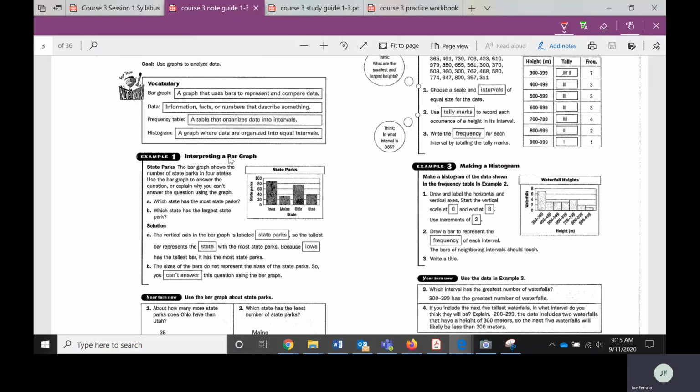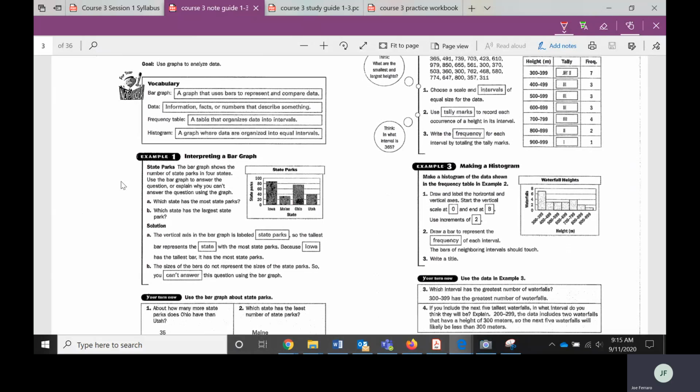First example, interpreting a bar graph. This bar graph shows the number of state parks in 4 states. Use the bar graph to answer the question or explain why you can't answer the question using the graph. Letter A says, which state has the most state parks?